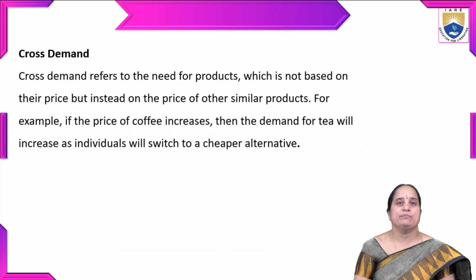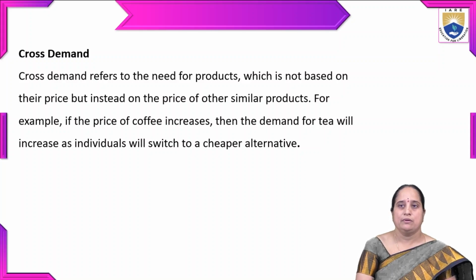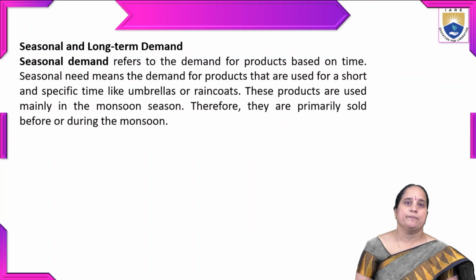The next type of demand is cross demand. Cross demand refers to the need for products which is based not on their own price but instead on the price of other similar products. For example, if you compare tea and coffee, if the price of coffee increases, then people will shift from coffee to tea. So the demand for tea will increase as individuals switch to a cheaper alternative. That type of demand is known as cross demand.